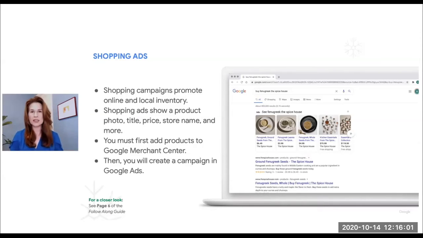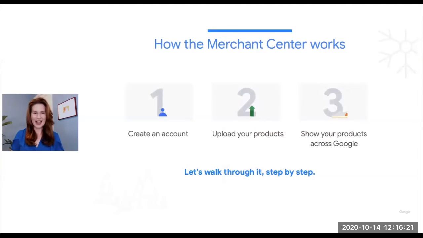In order to run these types of ads, you need to have a Merchant Center account. Here's the basic process. You will create a Merchant Center account, you will add products, and then you'll connect your Merchant Center account to your Google Ads account. And then you can use shopping campaigns to advertise those products on Google. Here's a high-level overview of how Merchant Center works. You will start by creating a free account. Next, you will upload products, and then those products can appear across Google.